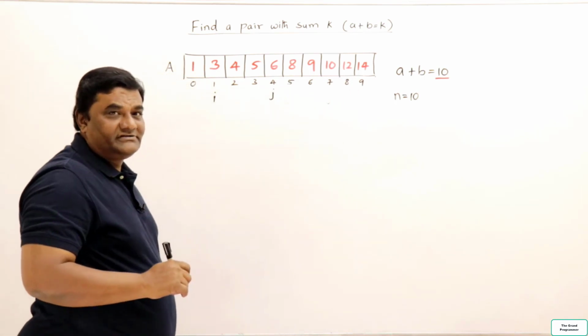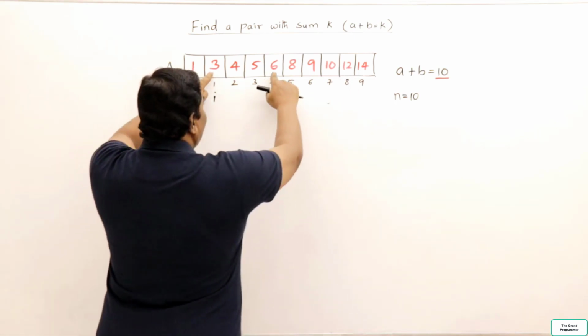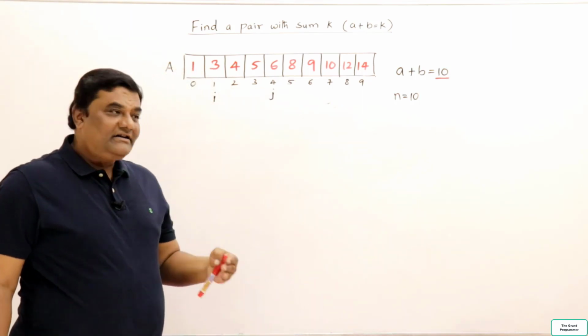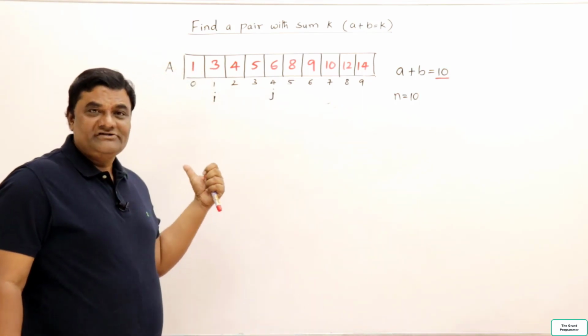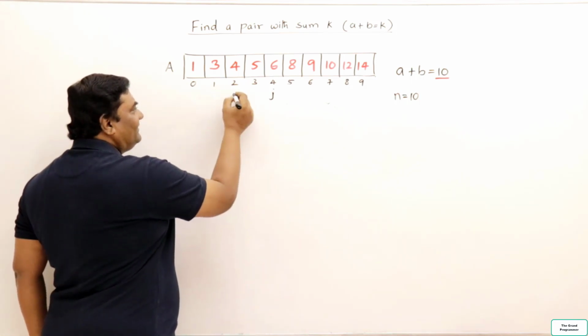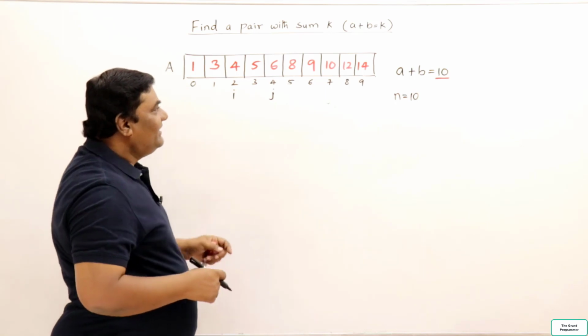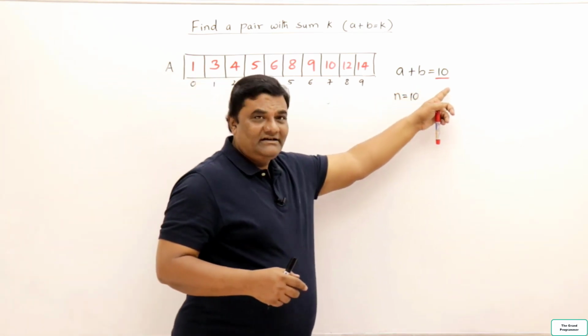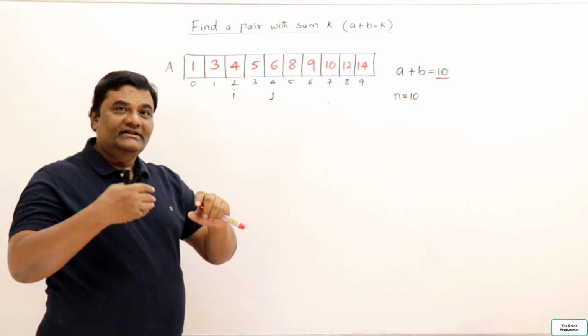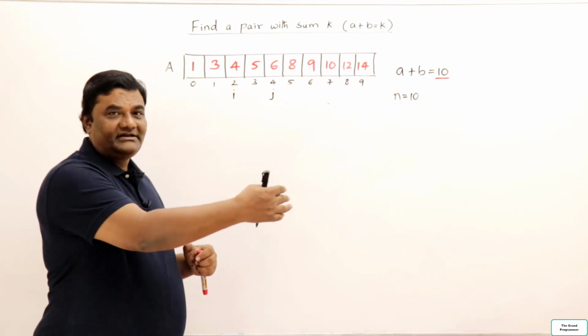Now the turn comes. This is important. 3 and 6, it's 9. It is less than 10. Reason, the number may be smaller, so let us go to a little bigger number. So move I. So if the total is greater than k, then decrement j. If the total is less than k, then increment I.